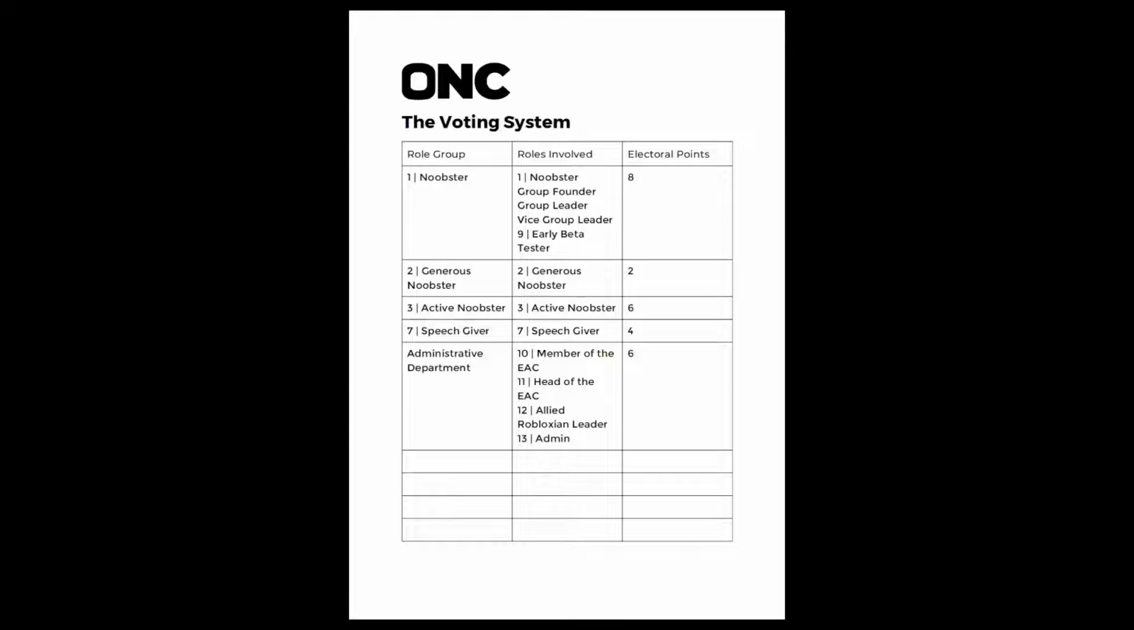And also here in this chart, as you can see, the one noobster vote isn't only for people that are in the one noobster role, it also includes other roles, for example, the group founder, the group leader, and a few other roles. So, for example, in this election, my vote counted within the one noobster role group. So that's a brief summary of how the role-specified vote works.